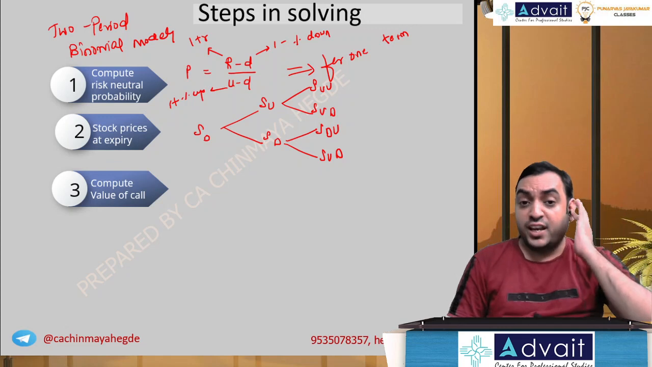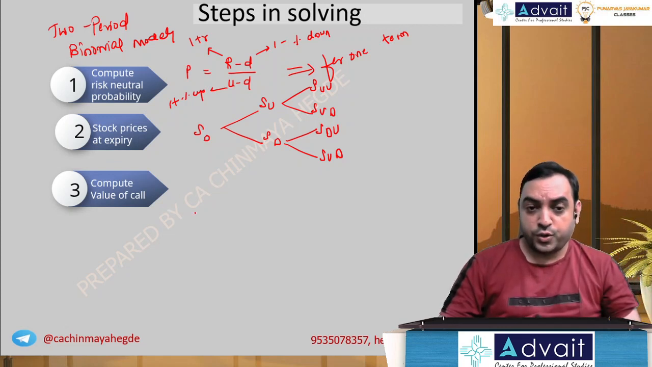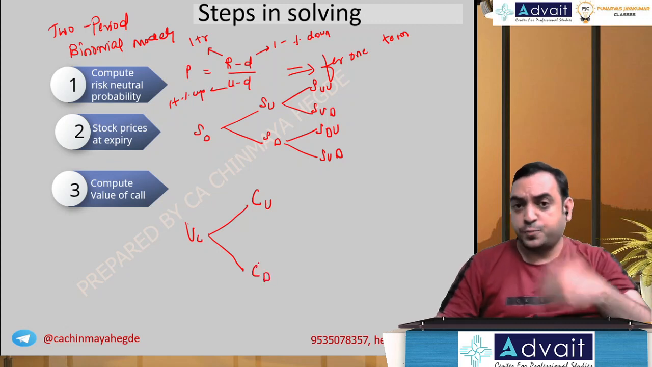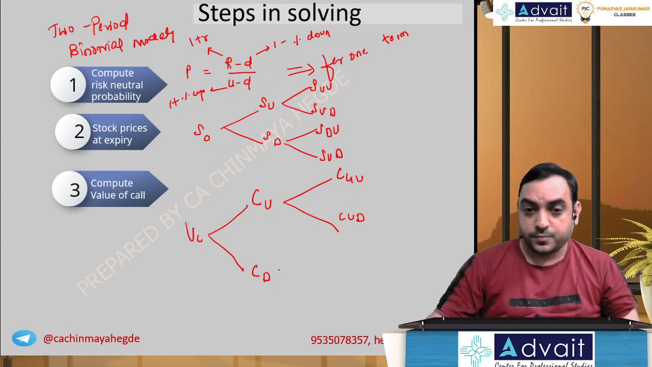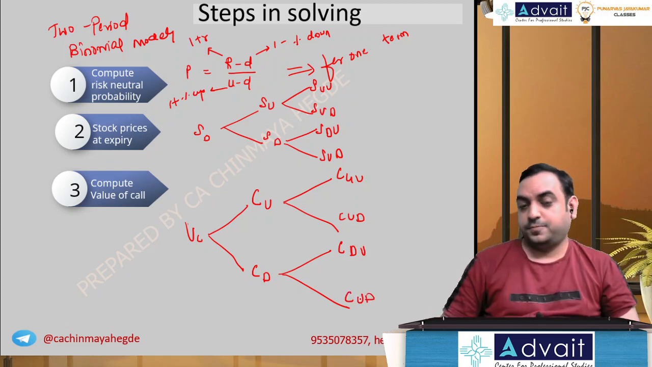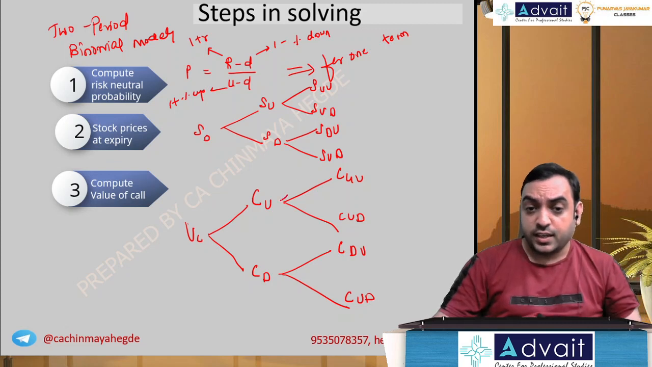Similar thing you do for value of call. What are you going to do? This is going to be the value of call. This will be divided into two parts, which are CU and CD. C is for value of call. If it is a put option, you should use P. Then this will be calculated based on CUU, CUD, CDU and CDD. But this will work in reverse, okay? In a reverse manner. This will come back basically.